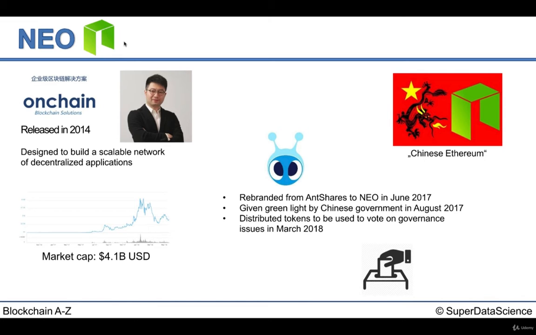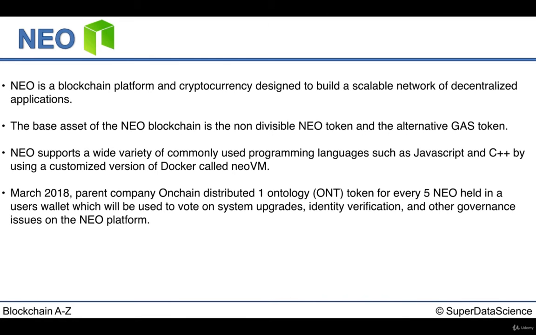Very easy to use, at least from the development side, known as the Chinese Ethereum, released in 2014 and went through a rebranding. But let's jump right into it. Similar to our other blockchain platforms and coins, the base asset of the NEO blockchain is the NEO token. A benefit of NEO is that it supports a range of languages such as JavaScript and C++ by using a customized version of Docker called NeoVM. And this will come into play a little later, but imagine from the developer standpoint, being able to use a range of languages makes it very efficient, very easy to implement and work with.